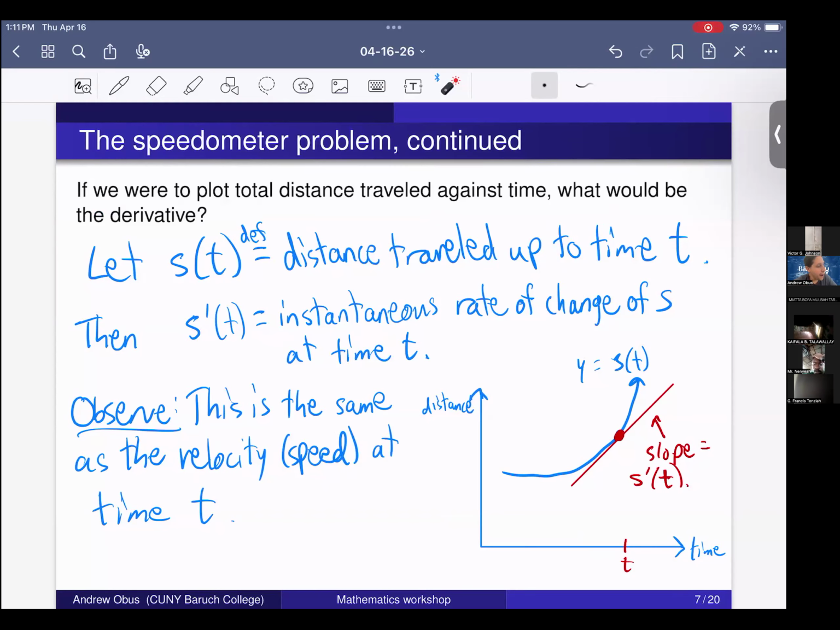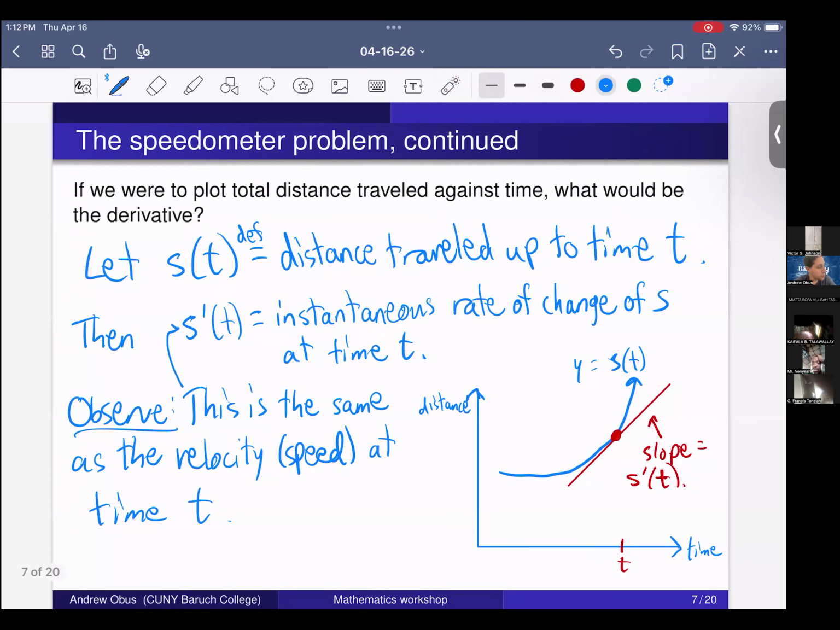But before I do that, I want to make sure that everybody's on the same page here. That if I make a function which is by definition the distance, then the derivative of that function is going to be the speed. So, are there questions on that? When I say this, I mean, of course, this.